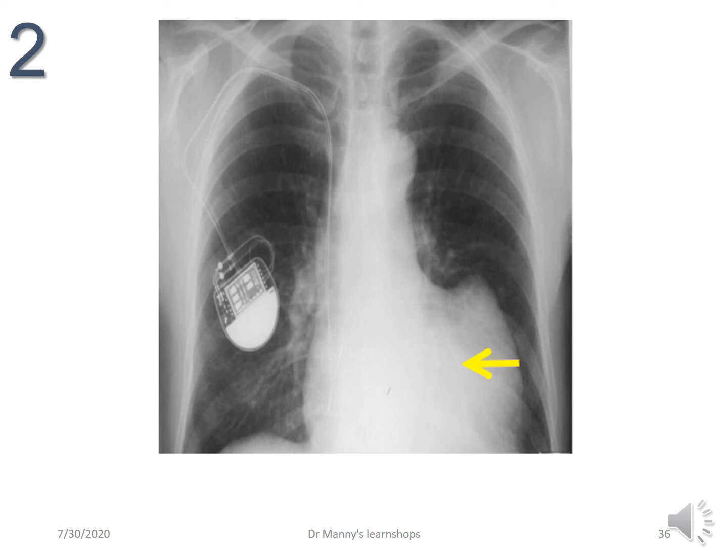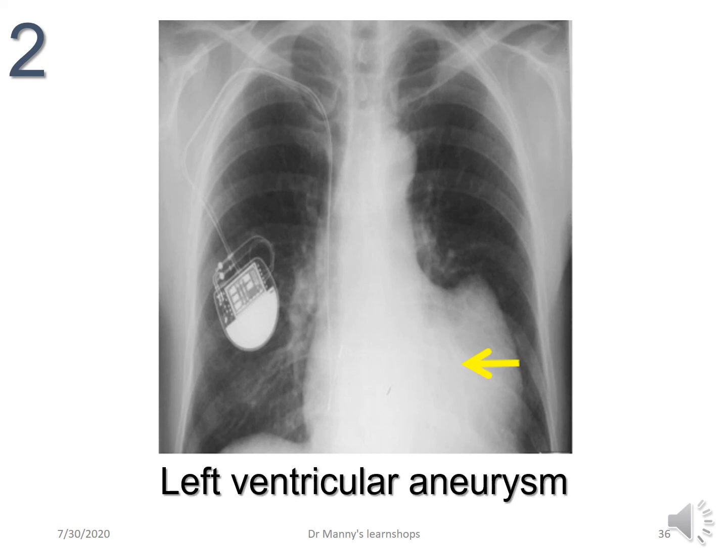This one we didn't discuss really, but you could probably interpret this as possibly someone with tetralogy of Fallot. However, they're not. It does appear to be a boot-shaped heart, but it isn't the classic. This is actually someone with a left ventricular aneurysm.